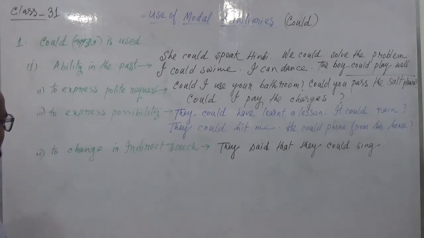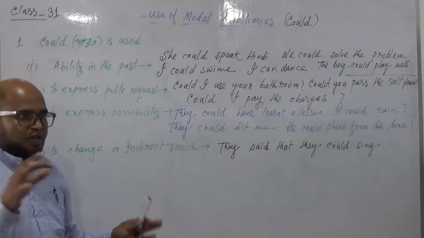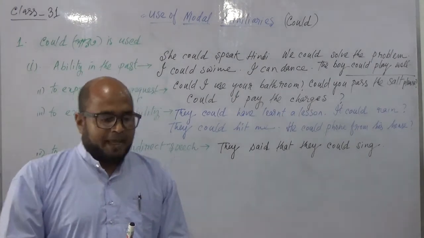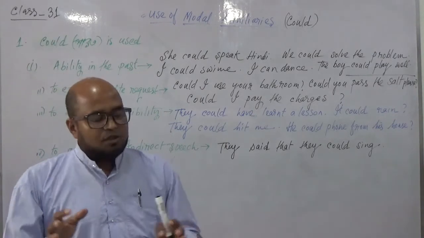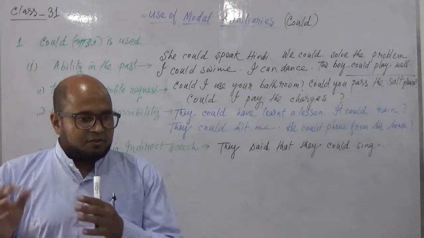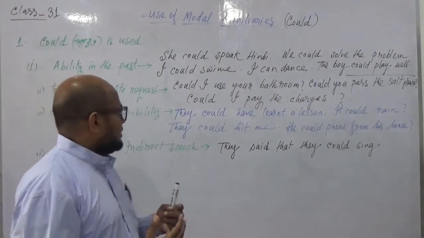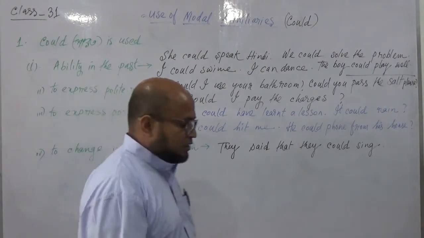Number 3, to express possibility. To express the possibility of the speaker, to express the possibility of the subject, we can use could. And we often fall into those situations where we can easily use could to express our possibility. Suppose: they could have learned a lesson.